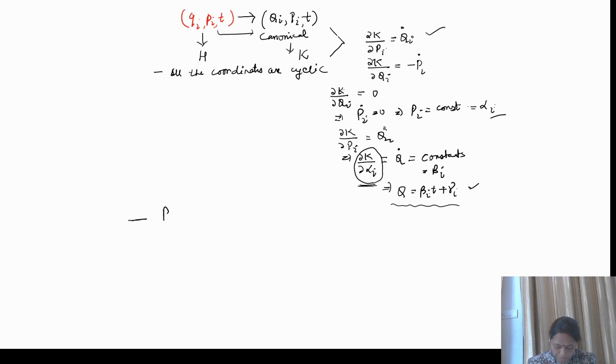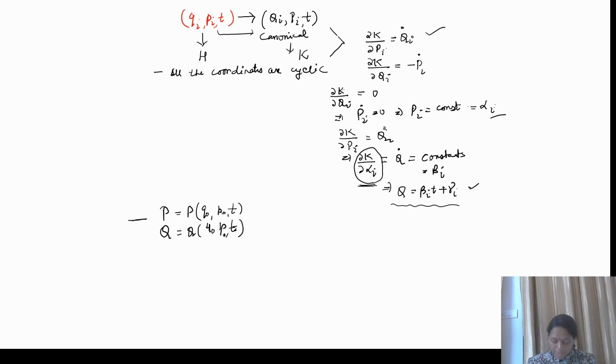Suppose your p is nothing but a function of q naught, p naught and time. Your capital Q is a function of q naught, p naught and time. Where what is q naught and p naught? These are initial values of the old coordinates.